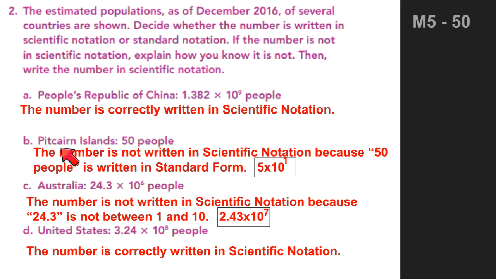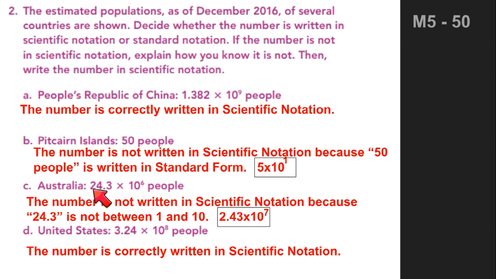So B. This island has 50 people. So 50 people is not in scientific notation because 50 people is actually written in standard form. So hopefully you saw that this is in standard form. And when we convert this to scientific notation, we get 5 times 10 to the 1st power because our decimal just moves 1 place to be put in between the 5 and 0. So 5 times 10 to the 1st power.